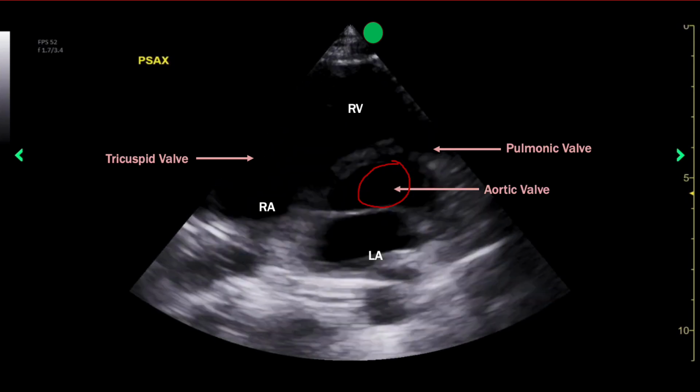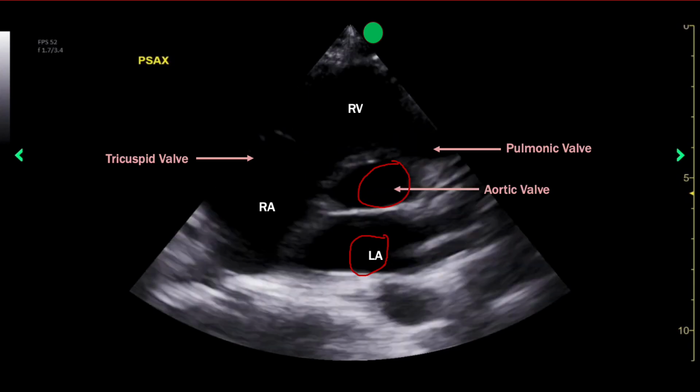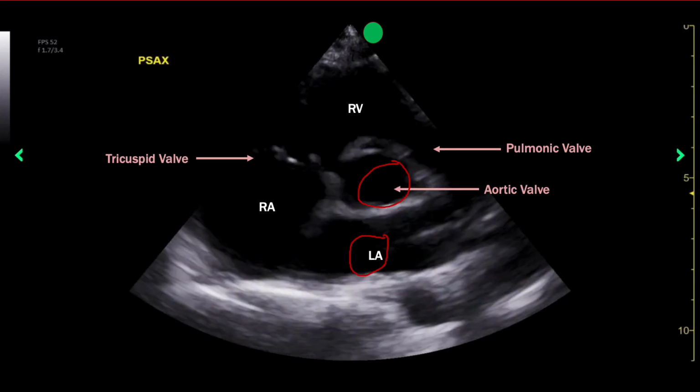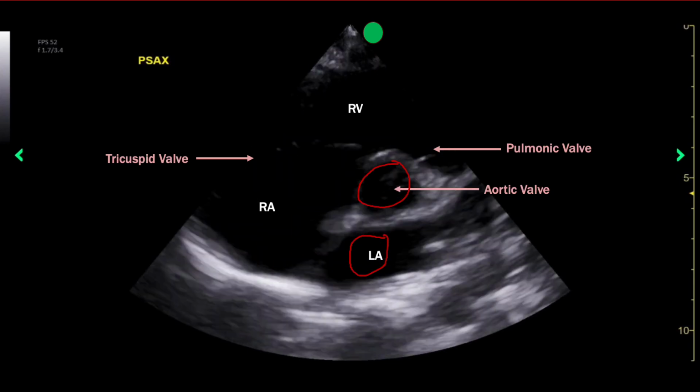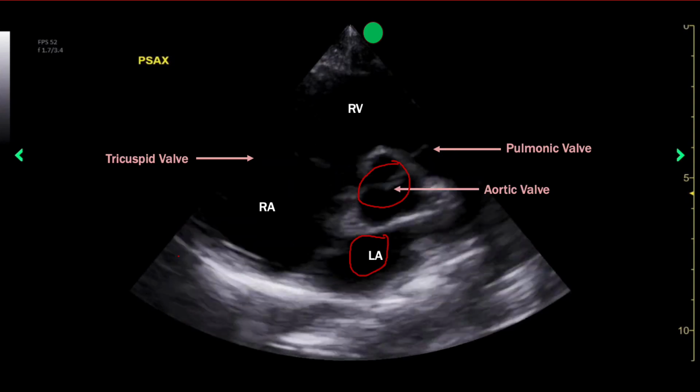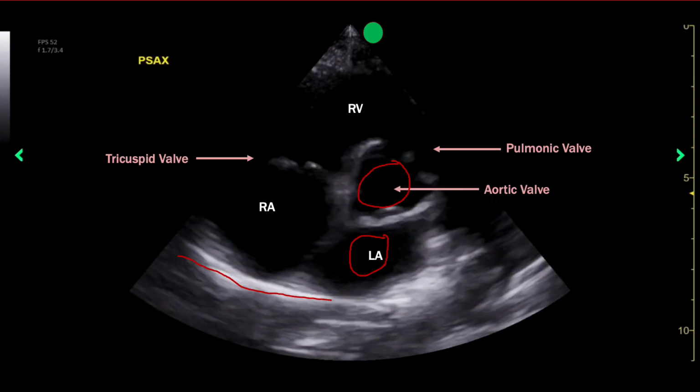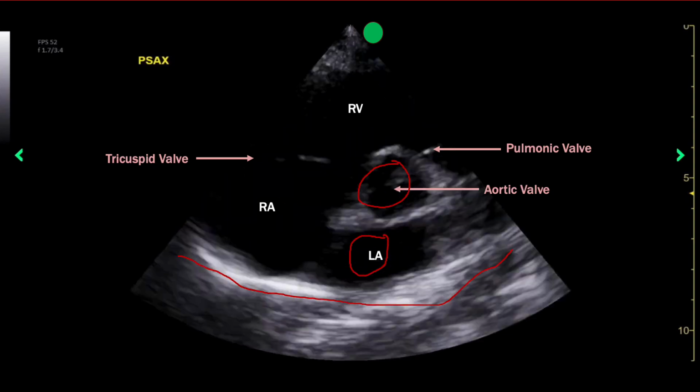Lastly, we can look at the left atrium for its size and function. And like we have mentioned in other videos, we can also look for an anechoic or black collection around the heart that will symbolize a pericardial effusion.